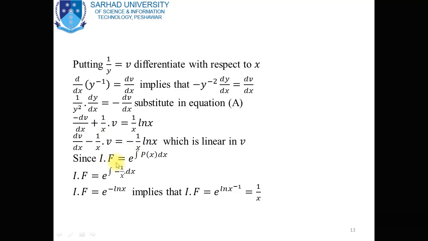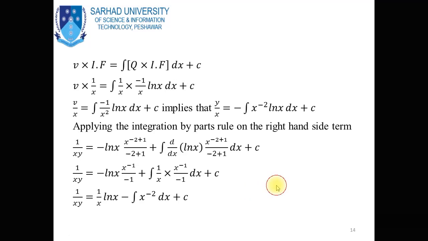So to find the integral factor, dear students, note that this is the standard form dv by dx plus p v, where minus 1 over x represents the p function and minus 1 over x log of x represents the q function. So the integral factor is equal to e power integration of p function, e power integration of minus 1 over x dx, and the integration of this term is equal to e power minus natural log of x, which can be written as e power log of x power minus 1, and this is equal to 1 over x. So this is the integral factor.